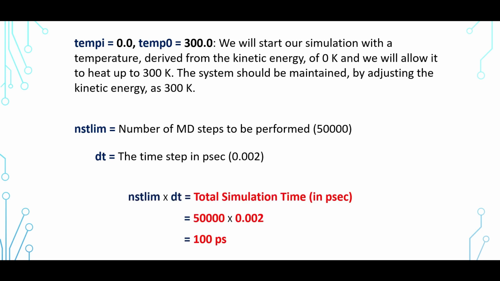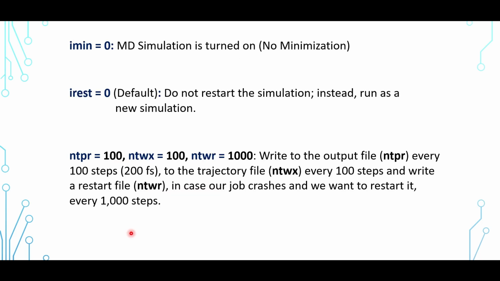Now we want to perform the heating process for 100 picosecond, and we have chosen 0.002 picosecond time step. So we have to set the number of MD steps to 50,000. And these are the other flags. You can go through the Amber manual for more details.